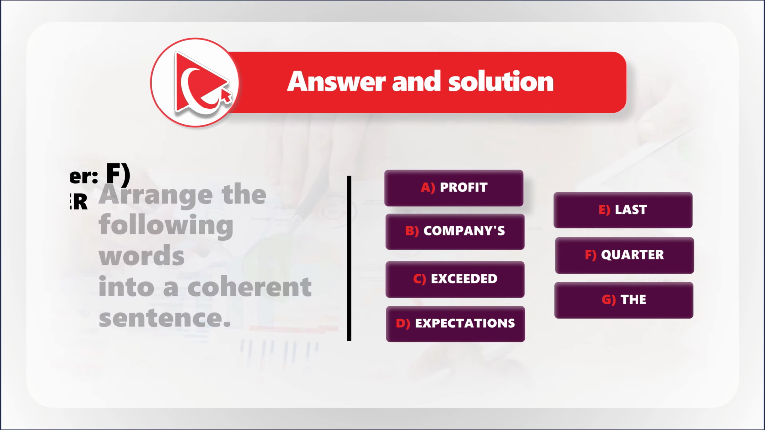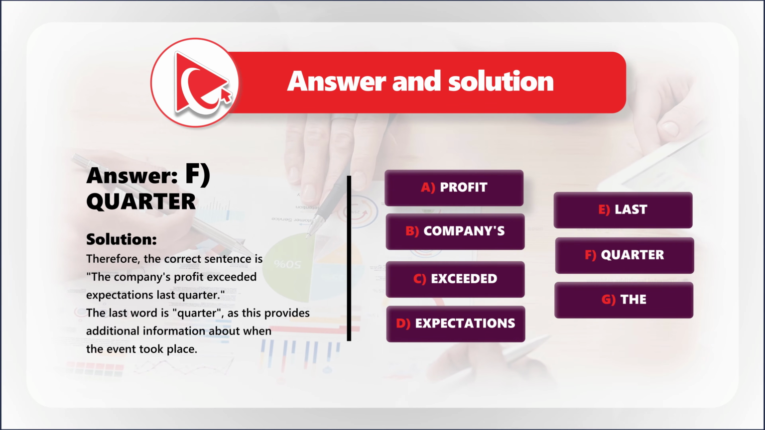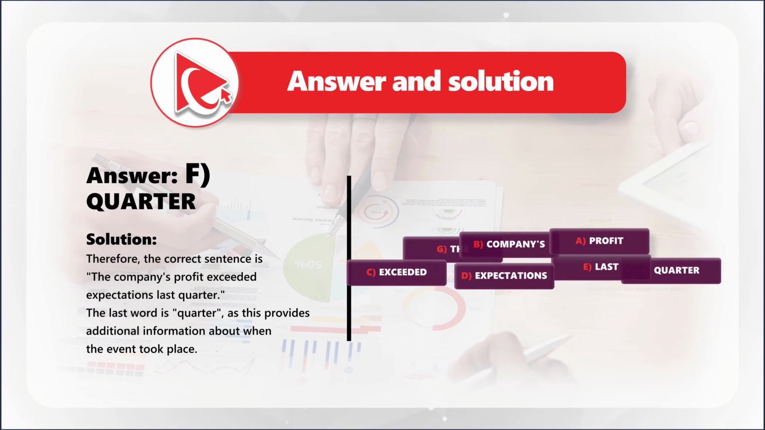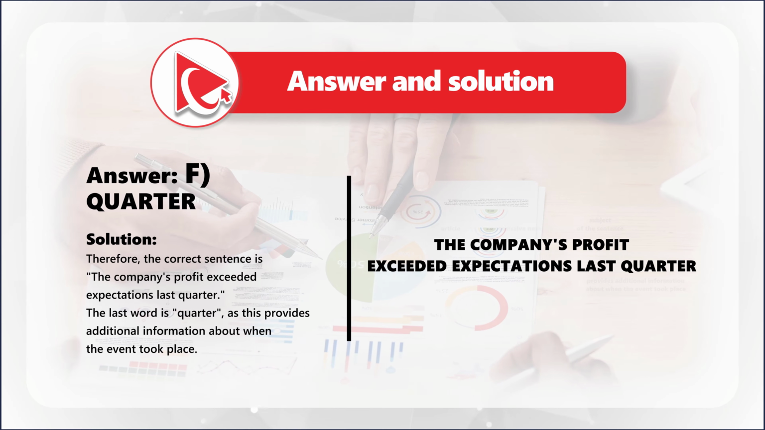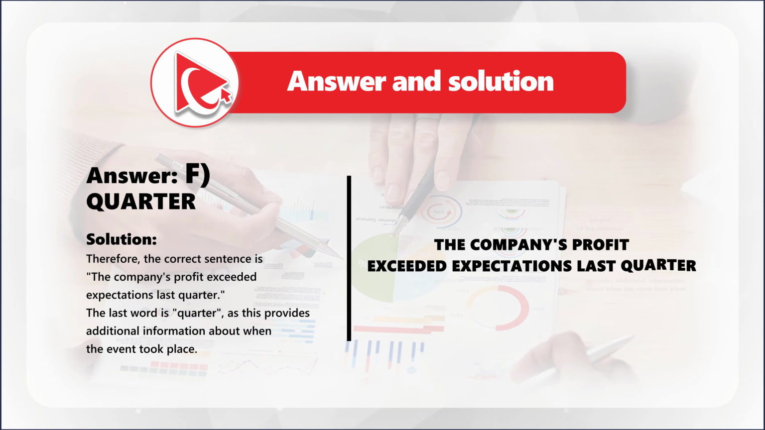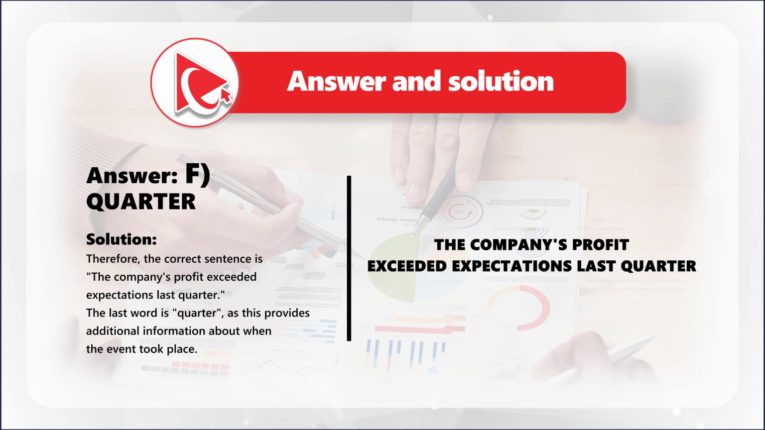The answer is F, quarter. And we get to the correct answer by building a sentence. The company's profit exceeded expectations last quarter. The last word in this sentence is quarter. Let's look into the sentence in more detail.